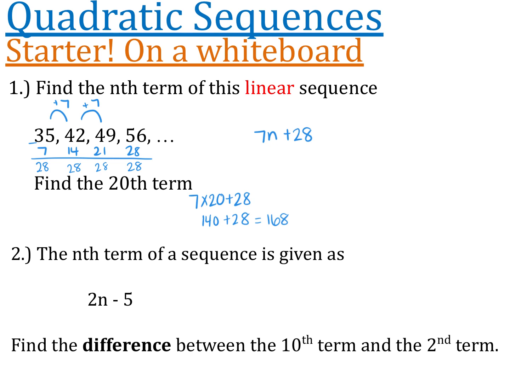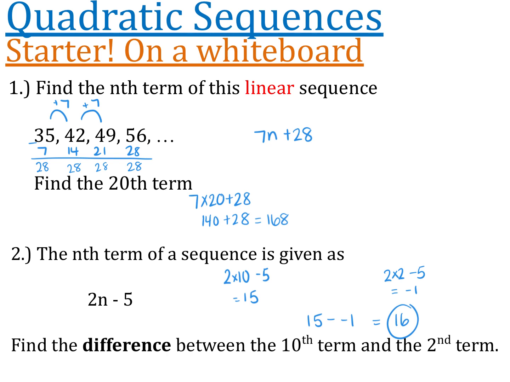The next question, totally different sequence, is given by 2n take away 5. Find the difference between the 10th term and the second term. Well, the 10th term is going to be 2 times 10 take away 5, which is going to give us 15. And then the second term is going to be 2 times 2 take away 5, which is going to give us -1. So the difference between those two, 15 take away -1, is going to give us 16. So there's our final answer. So that was just a little check on whether or not we could use linear sequences.